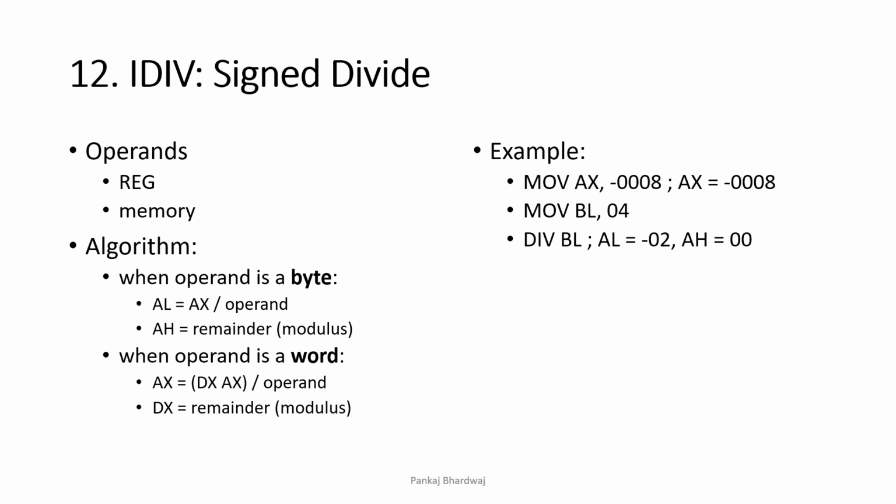Signed division, that is IDIV. Operands we can classify in register and memory. It is similar, but the data we use is signed numbers. So the first operand will be a signed number, -8, and the other operand is 4. It's a positive one. So when we divide -8 by 4, we get -2 as the result, and 00 is the remainder. So the remainder will be stored in AH, and the quotient will be stored in AL.